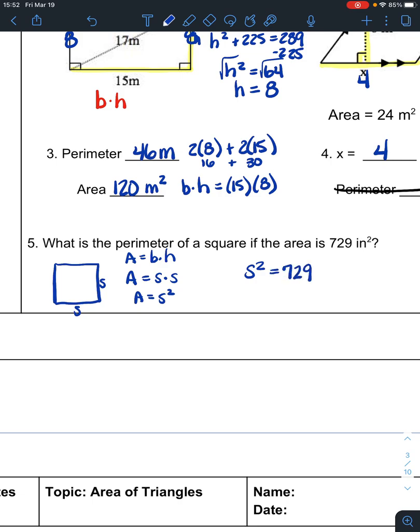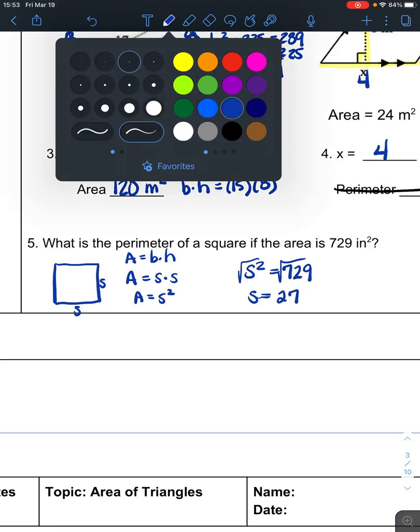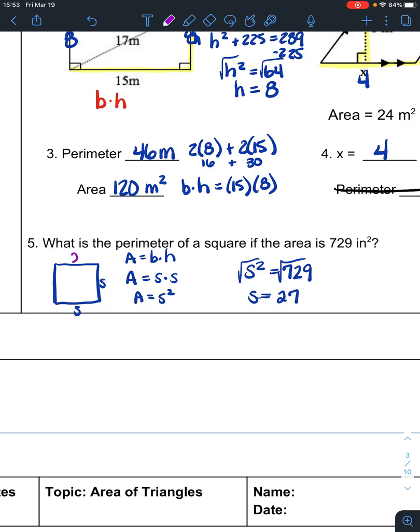Well, I want to know what each side is. Well, take the square root of both sides. So you type in the square root of 729 is 27. So the side length is 27. So every square that has an area of 729 is a 27 by 27 square. So my sides are 27 inches.